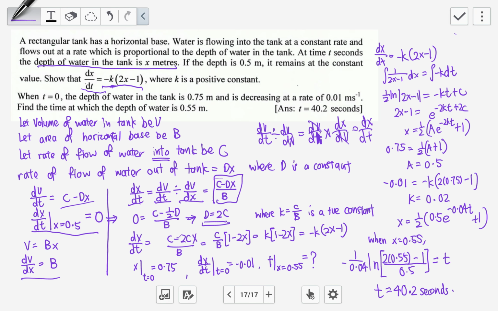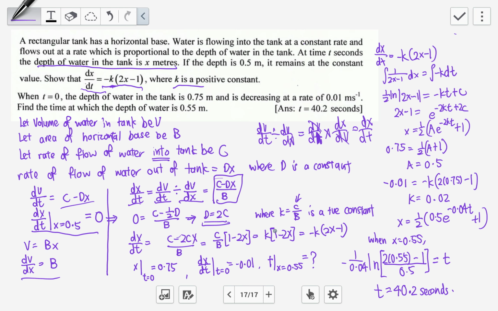So how do I know that k is a positive constant? Because my c, the constant rate of inflow into the tank, cannot be negative, so it has to be a positive number. And the base area B is also a positive number, because the base area cannot be negative. Therefore k is a positive constant.